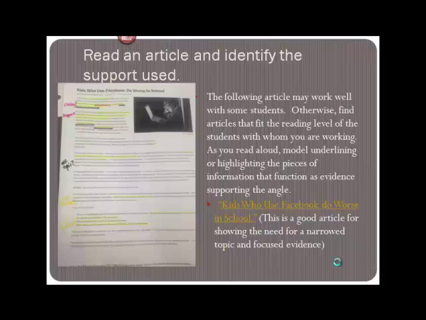This article, Kids Who Use Facebook Do Worse in School, is one that I chose simply because of the fact that students are on Facebook constantly. So this is something that relates to them. Then when I started reading this article, I realized that it actually does a really good job of showing what happens if you don't focus your evidence upon the claim itself.